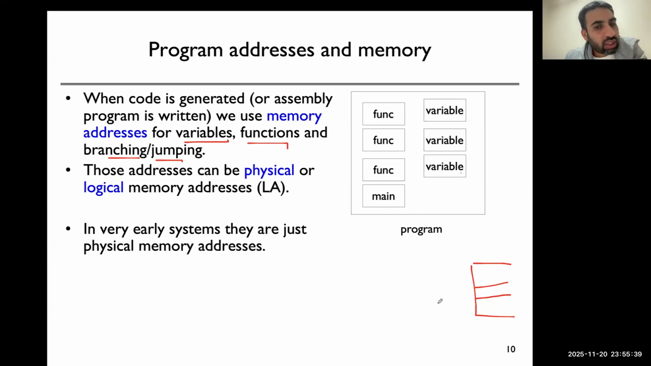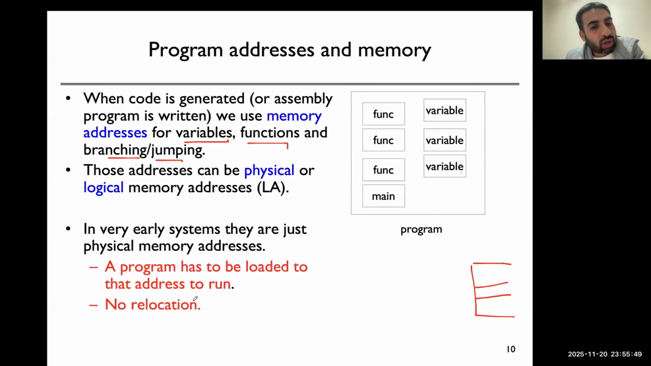In very early systems, there were just physical memory addresses. There were no relative addresses. The problem with using only physical addresses and having no concept of logical addresses was that a program has to be loaded to that address to run. For example, if we have a variable x, and we convert it into machine code, we always use the physical address and not the logical address. Let's say we use the physical address 100.